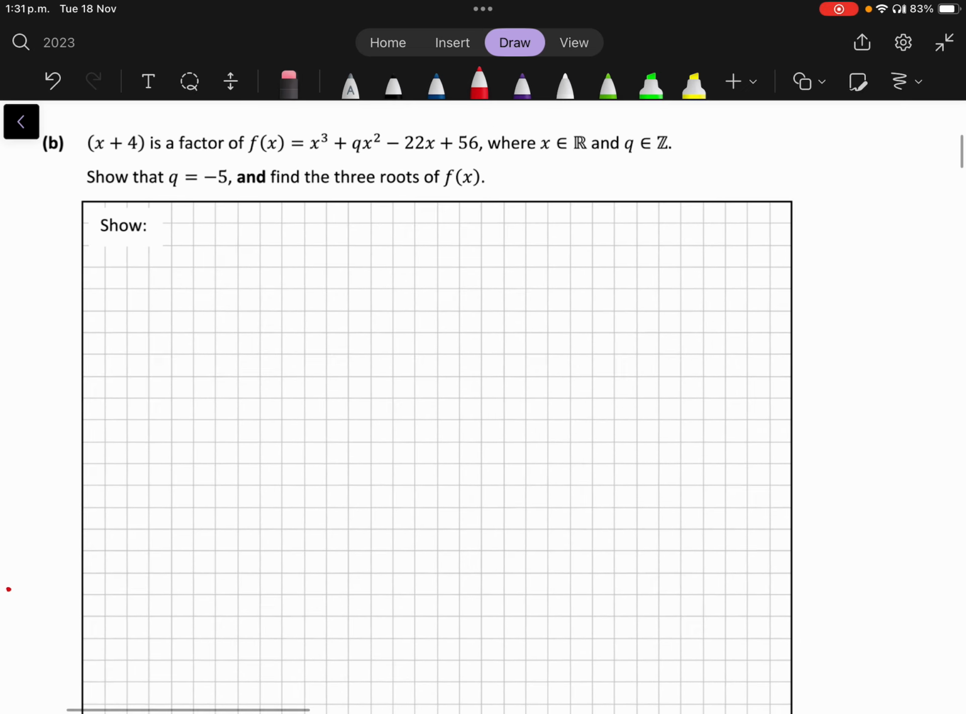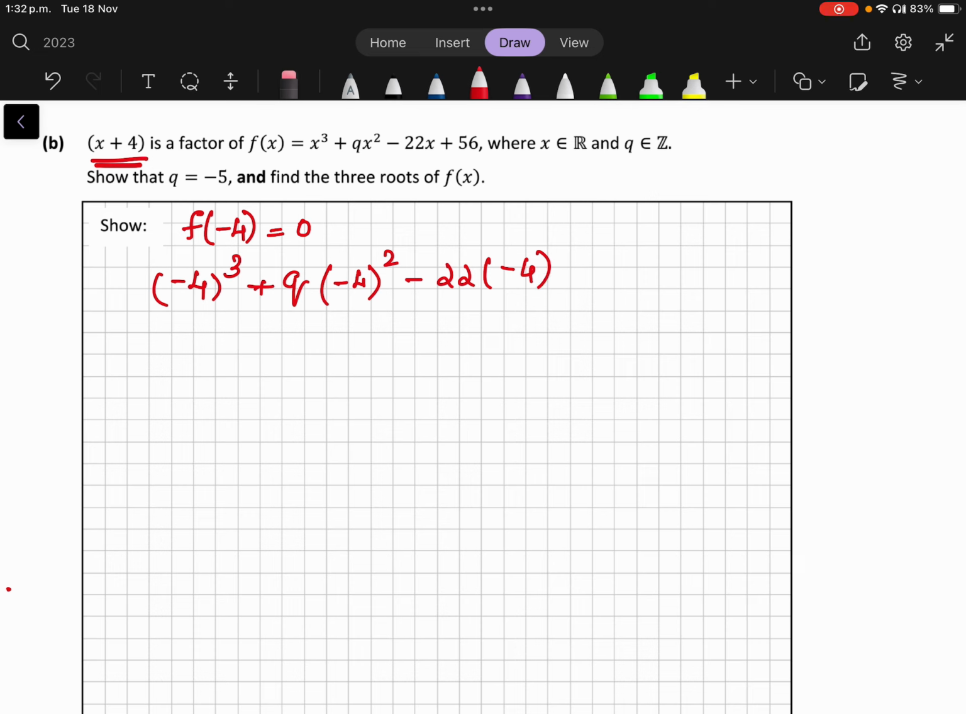So here, if you read the question, x plus 4 is a factor. So if x plus 4 is a factor, f of minus 4 should be equal to 0. Okay, that immediately you have to remember. If x plus 4 is a factor, f of minus 4 is equal to 0. Now f of minus 4 means you are subbing in the value of minus 4 in this equation. So that is minus 4 cubed plus q into minus 4 squared minus 22 into minus 4 plus 56 is equal to 0. Okay, now you simplify this.